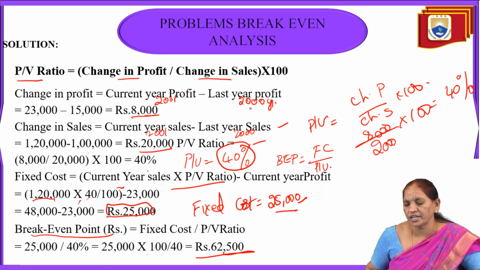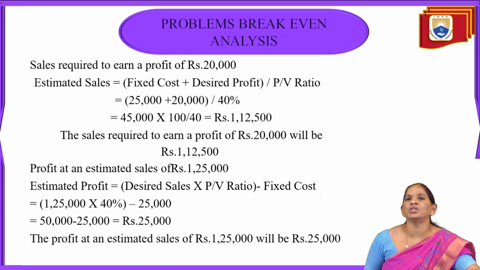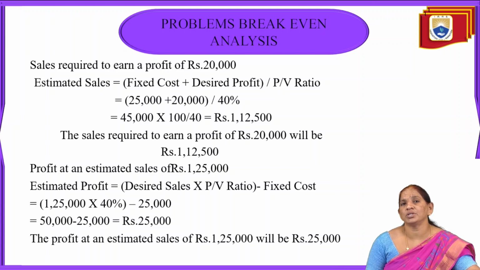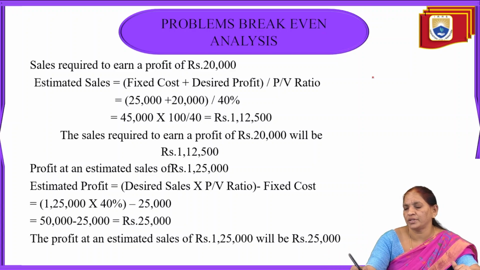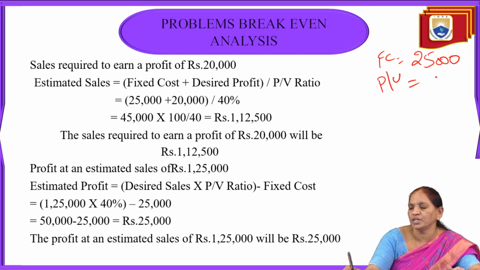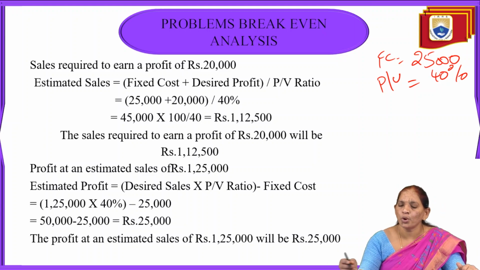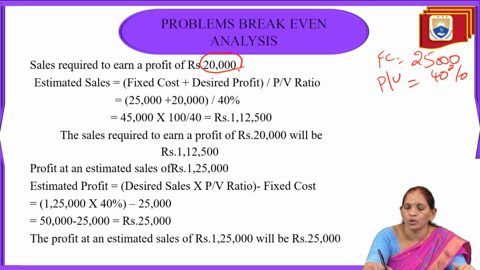Another question we have is, we require to calculate the sales required to earn a profit of 20,000. If the organization has to earn 20,000 rupees, how much sales does the organization have to make? As we have the fixed cost, PV ratio and also the desired profit. Fixed cost calculated above is 25,000 and we have PV ratio as 40%, which we calculated. The desired profit given is 20,000.